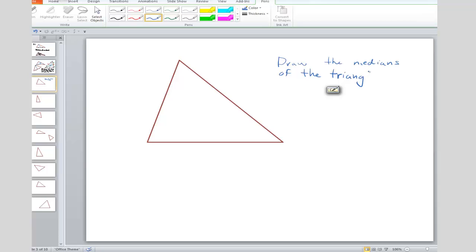Okay, let's draw the medians of the triangle. There we go. Let's see if I can fix this. There we go. Draw the medians of the triangle. So you can pause it right now, or you can just watch me do it. Okay, so I'll go ahead and do it.